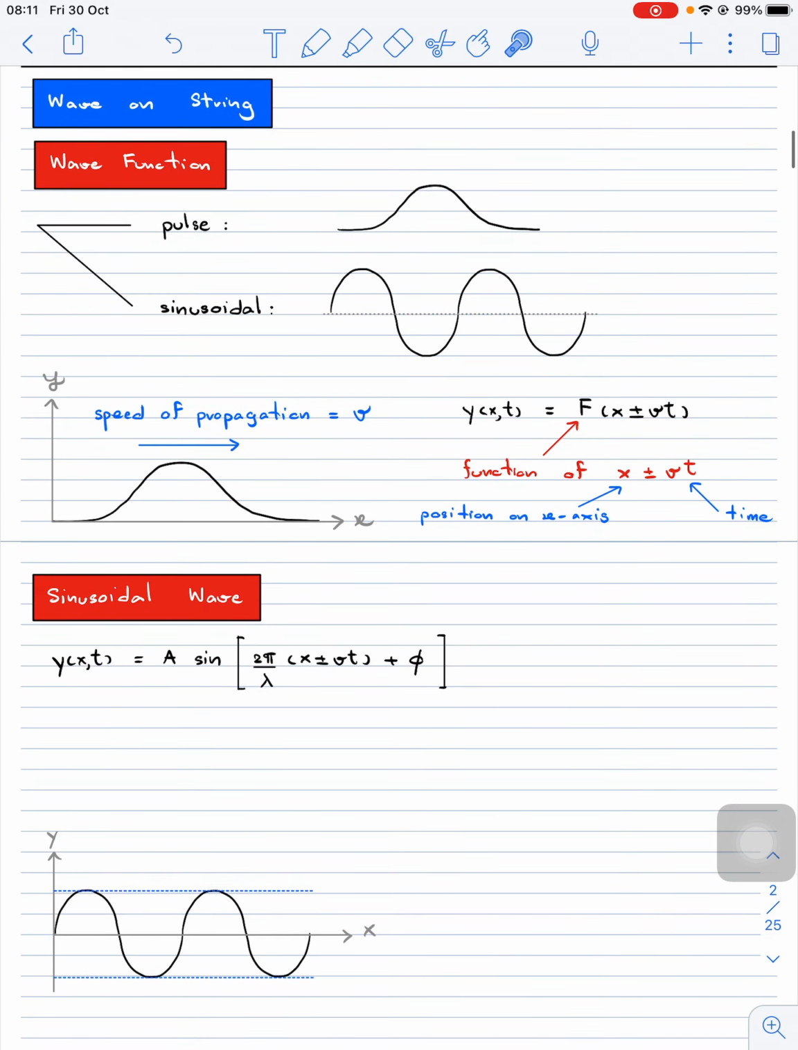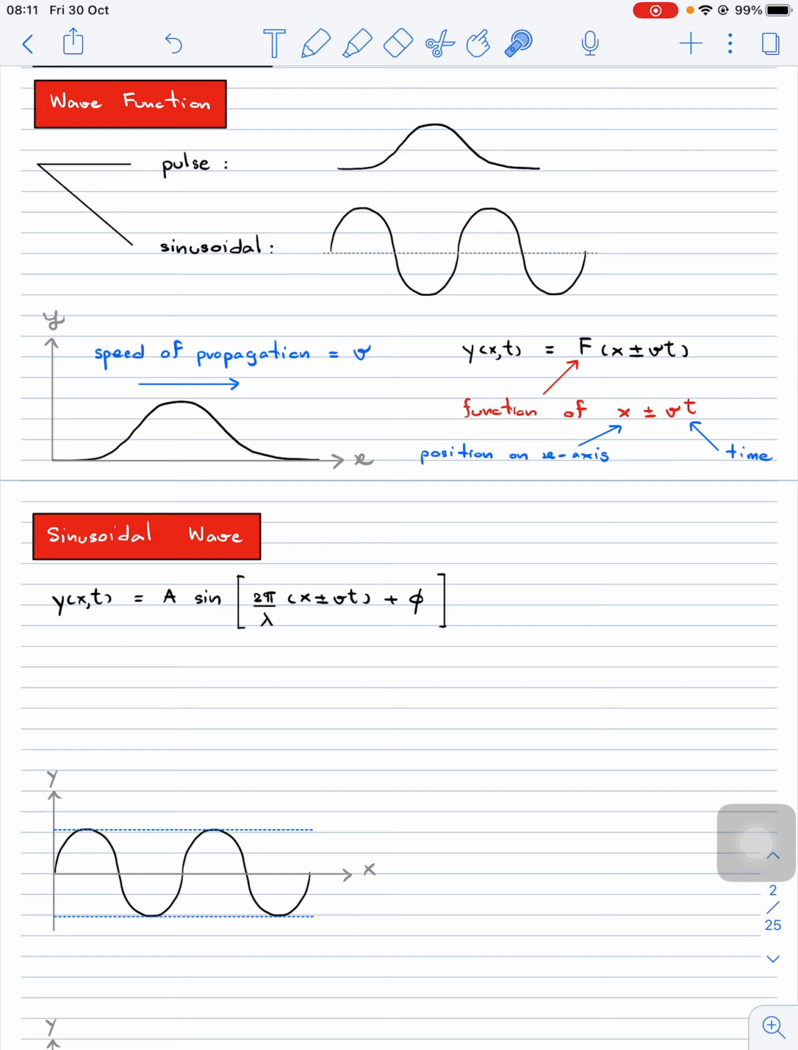Then we can write out the form of the wave function to be something like this. The y here is going to be the displacement along the y-axis, because right now we're talking about the vertical oscillation compared to the direction of the propagation. So the wave here oscillates in this direction on the y-axis. The x is going to be the position on the x-axis, the position that the wave will travel to. In this case, the wave is propagating to the positive x-axis.